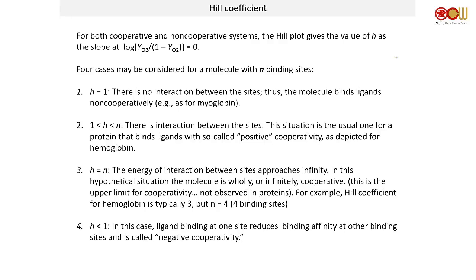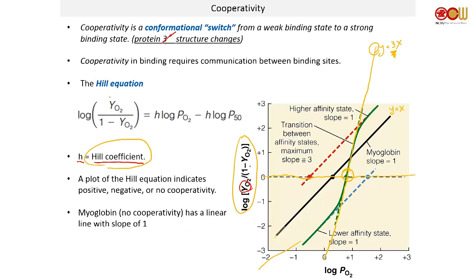So for both cooperative and non-cooperative systems, the Hill plot gives the value of H, the Hill coefficient, as the slope at this particular location. Now, you can have 4 different scenarios. If H is equal to 1, that means there is no interaction between the sites. Why? Because the stable states, the high affinity state slope is 1, and the low affinity state slope is 1.